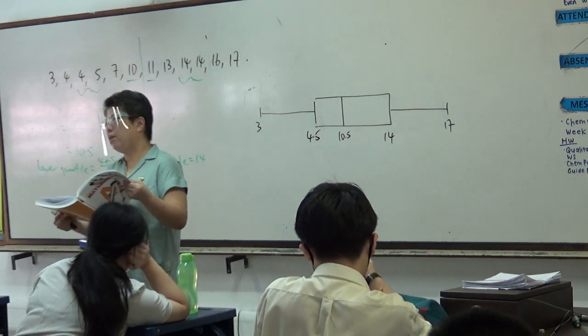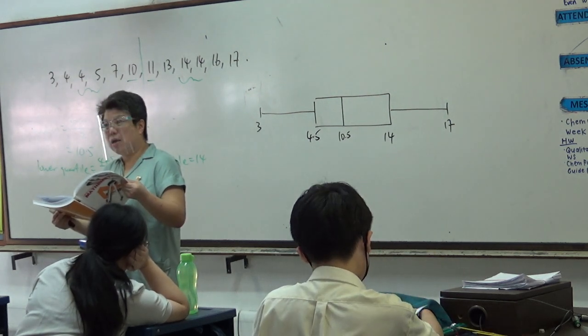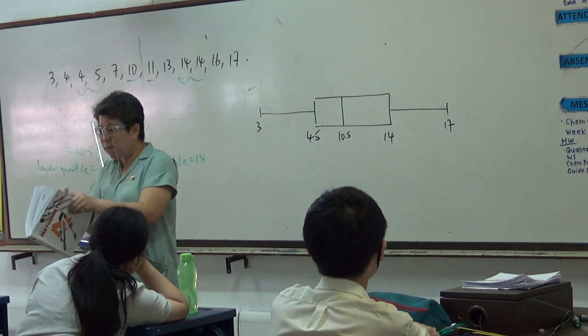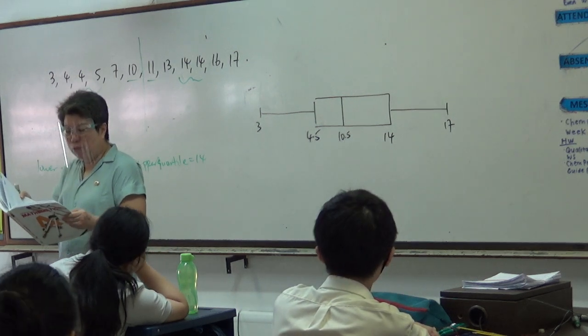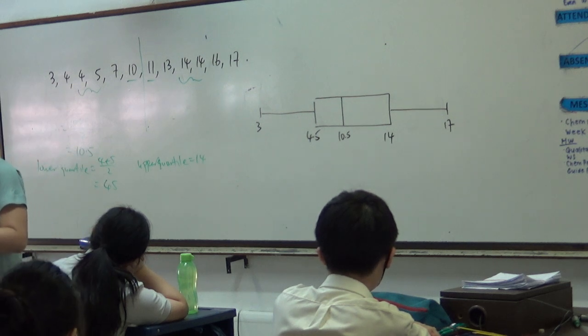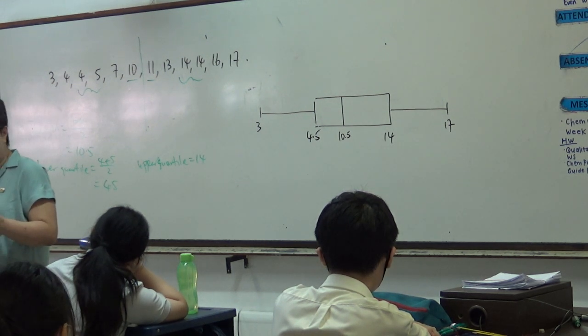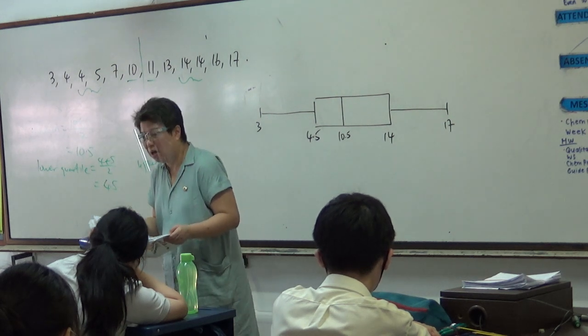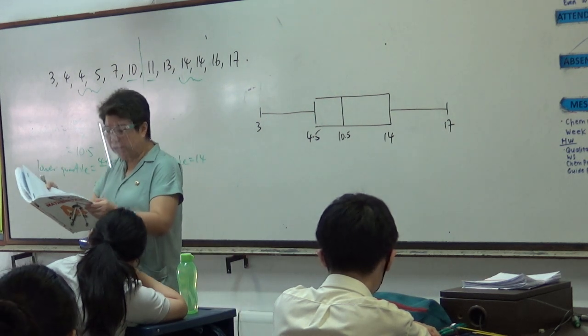That means you think the other way, that's all. Understand? Lower, upper, then rotate it. Just rotate it. Alright? Then, box and whisker plots give us a visualization of the spread of a set of data and also facilitate comparison between two or more sets of data. Alright? Okay, then we look at example 7 first.